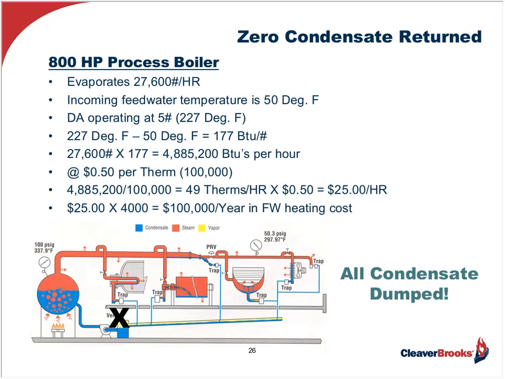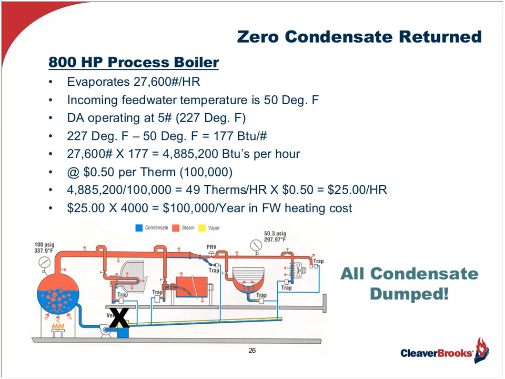That sensible energy, that's 177 BTUs per pound times the 27,600 pounds equals 4.9 million BTUs I have to add. And if I'm burning natural gas at 50 cents per therm, and a therm is 100,000 BTUs, that's costing me 49 therms times 50 cents equals 25 bucks an hour. And if I operate 4,000 hours per year, that's $100,000 a year in cost for just heating the feed water to get to the point where I can add the required BTUs of latent energy to convert that pound of water to steam.